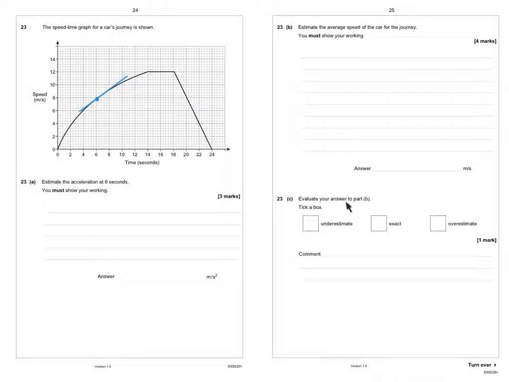23c now, evaluate your answer to part B. Tick a box: underestimate, exact, overestimate, and comment. Okay, so here we need to think about, did we actually find the area, was our area an overestimate for the area or an underestimate for the area? We need to think about that. And we need to think about how distance divided by time, how that calculation affects whether or not it's going to be an underestimate or exact or overestimate.